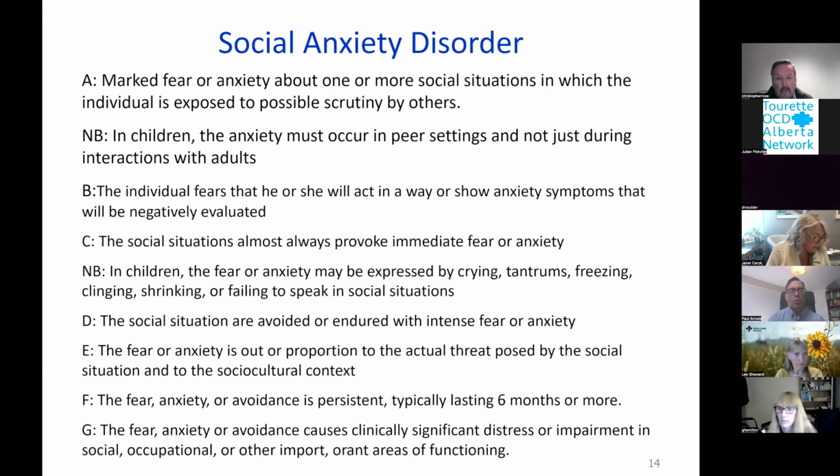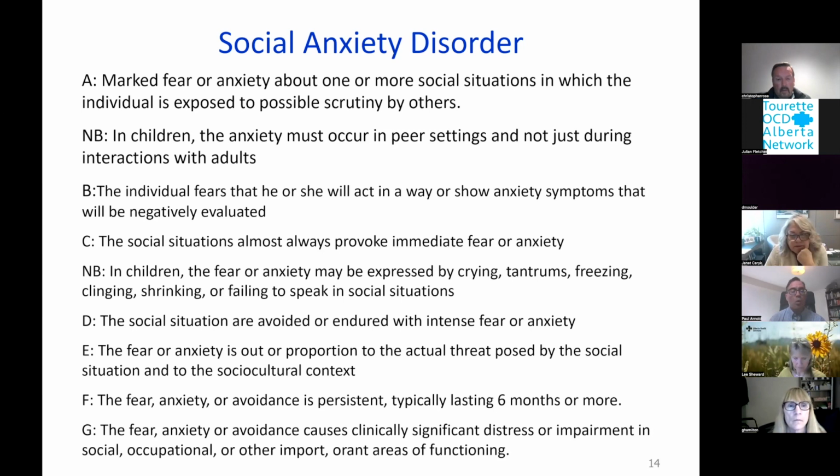The social situations almost always provoke immediate fear or anxiety. Similar to previous diagnoses, I think this was mentioned with separation anxiety, you get these behavioral responses. If the child can't tell you, oh, I'm scared, especially a younger child, but you see these responses, you can make the diagnosis and presume they have this symptom. They also talk about failing to speak in social situations, kind of an interesting one. Here's where an important distinction has to be made from selective mutism, where that is the focus, but that can certainly be a feature. Social situations are avoided or endured with intense fear or anxiety out of proportion to the actual threat. Again, that out of proportion idea is typical of anxiety disorders.